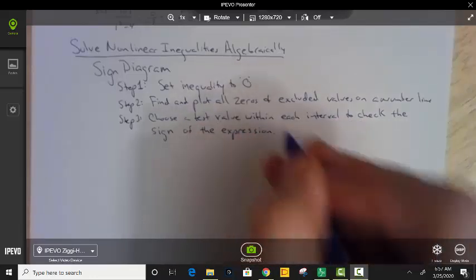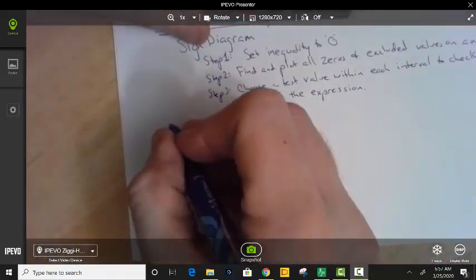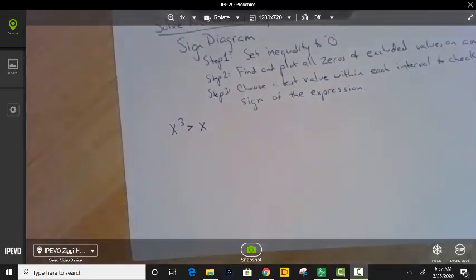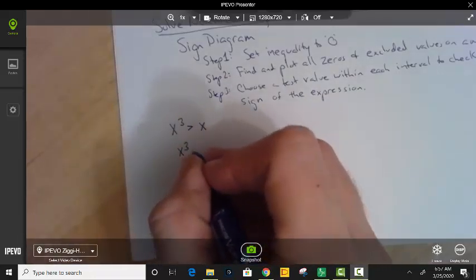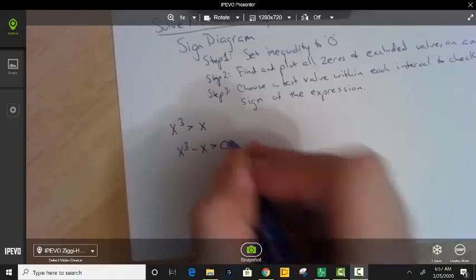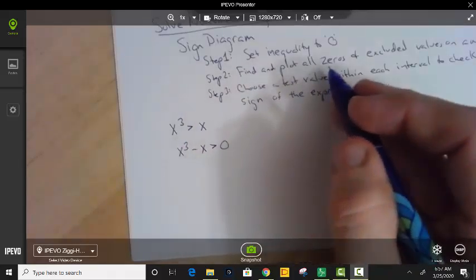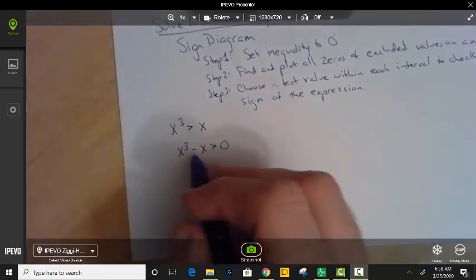Okay. Now we're going to run through an example here, and when we run through the example, I'll show you what I mean. So for example, x cubed is greater than x. Let's solve this. The first thing is it has to be set to 0. So we're going to subtract the x over, and we get x cubed minus x is greater than 0. Then we find and plot all the zeros and excluded values on a number line. Well, this doesn't have any excluded values because it's not a rational function, so there are no divisions.